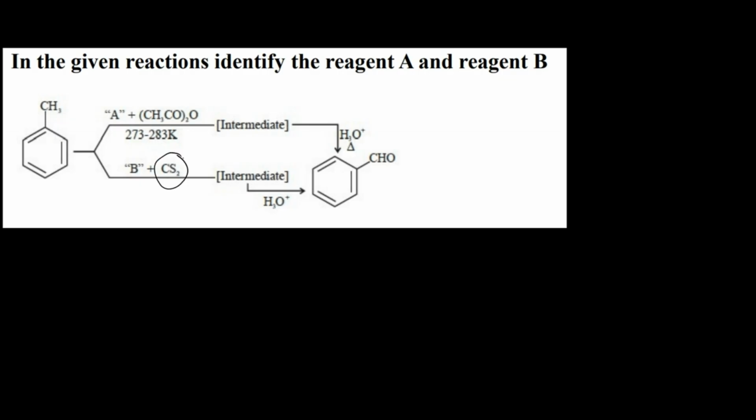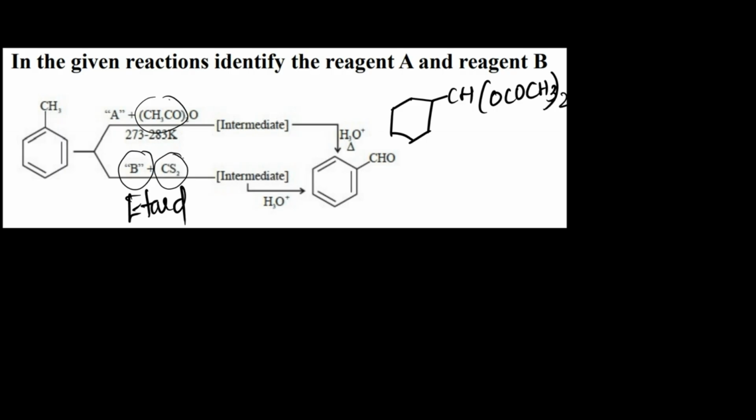You remember CS2 with one reagent that will form aldehyde, which is the Étard reaction, right? Similarly here you can see anhydride with toluene, which will form the intermediate as benzene ring with the CH, and this part will go and attach over there, COCH3 twice. That is the intermediate. After hydrolysis you will get aldehyde.